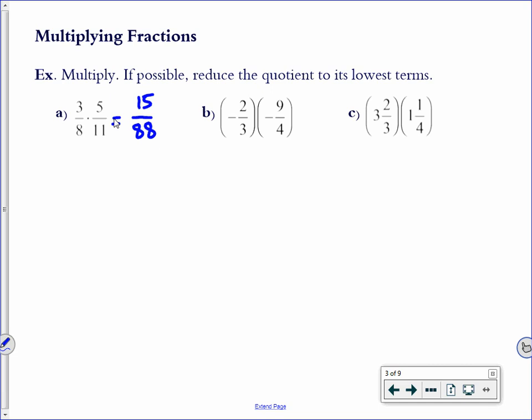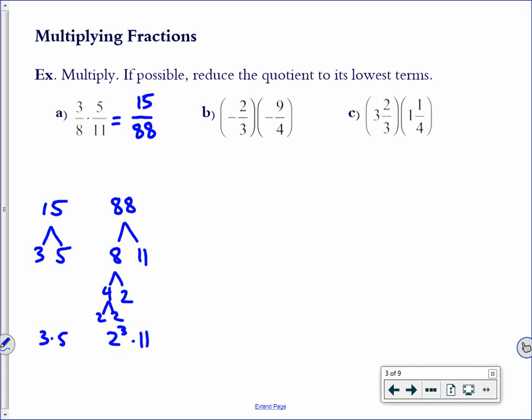If you're not sure whether they have a greatest common factor, you can quickly do the little tree and split until you get to a prime factorization. So maybe 88, 8 times 11 occurs to you. The prime factorization for 15 is 3 times 5. Oops, I forgot to finish that one. 88 is 2 to the third times 11. They don't have any common factors, so there is no greatest common factor other than 1, and therefore it's already reduced.